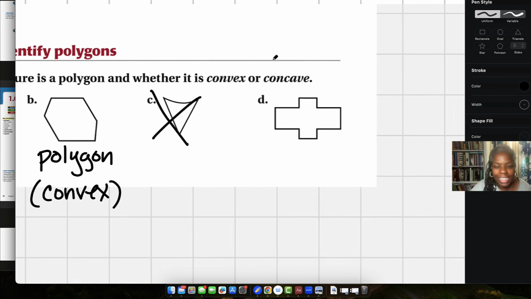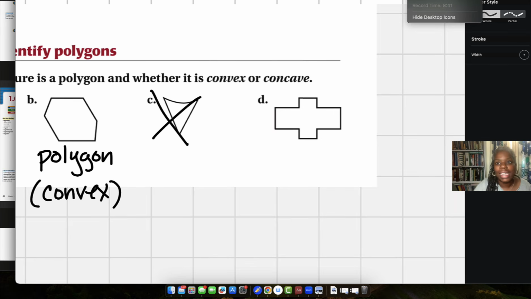And let's go ahead and look at the last one, D. In part D, we're looking at it. It has segments for sides, so that's definitely a polygon. But when I extend one side, notice that sometimes when I extend a side, it actually crosses into the interior, which lets me know that that is concave. It goes inside like a cave. So this is a polygon, but this is a concave polygon.